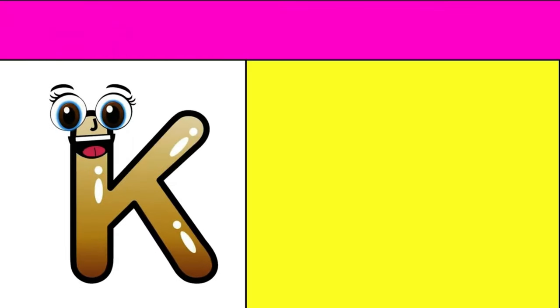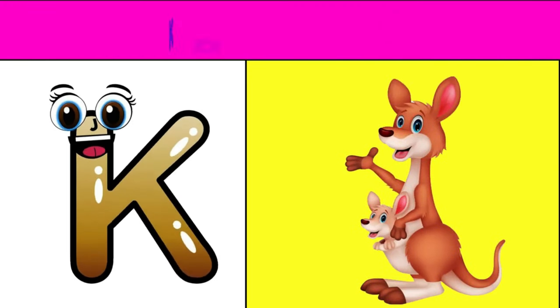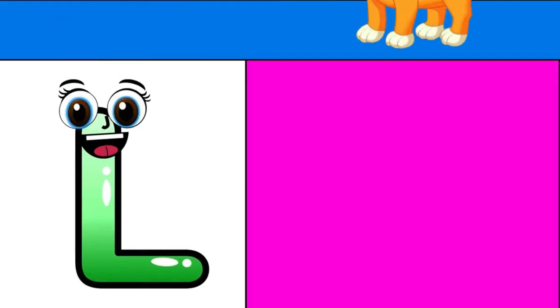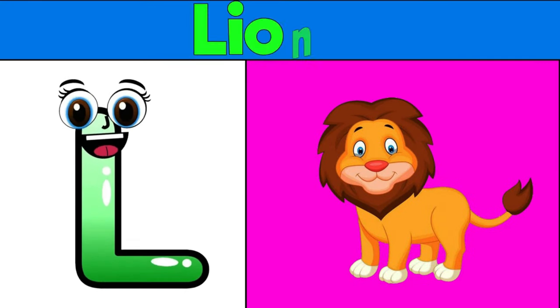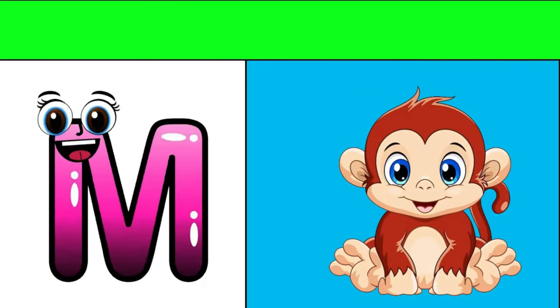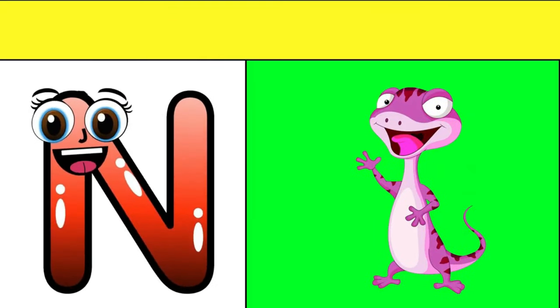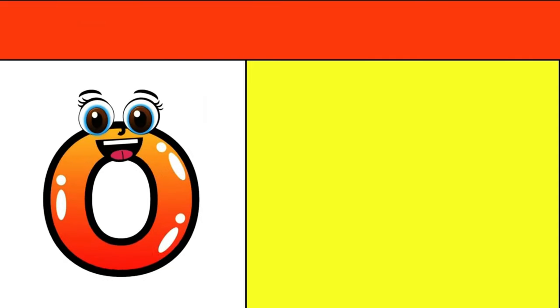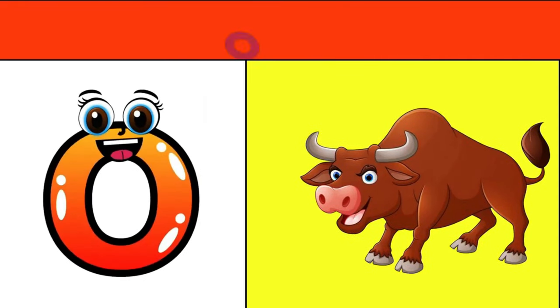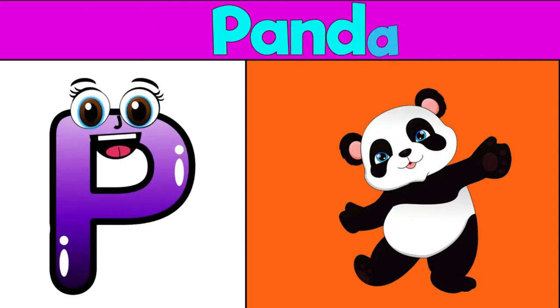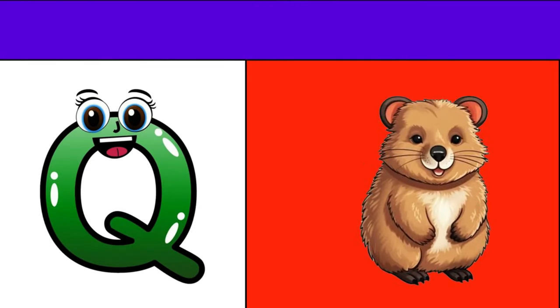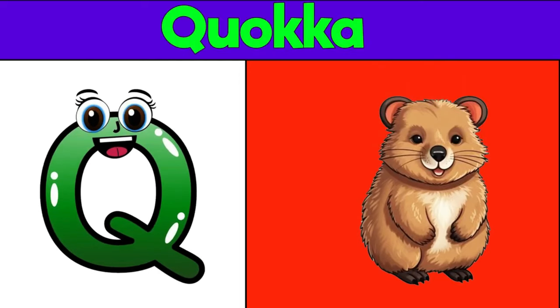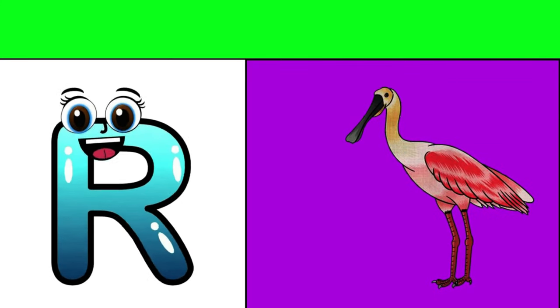Iguana. J is for jaguar. Jaguar. K is for kangaroo. Kangaroo. L is for lion. Lion. M is for monkey. Monkey. N is for newt. Newt. O is for ox. Ox. P is for panda. Panda. Q is for quokka. Quokka. R is for rhinoceros. Rhinoceros. S is for squirrel.